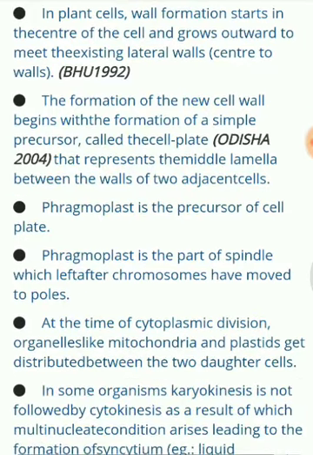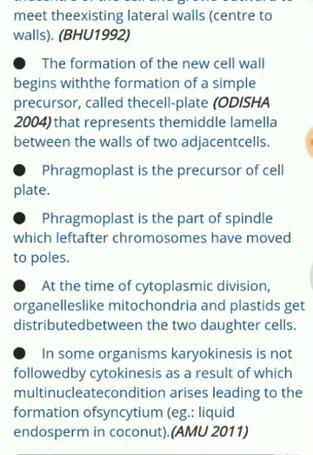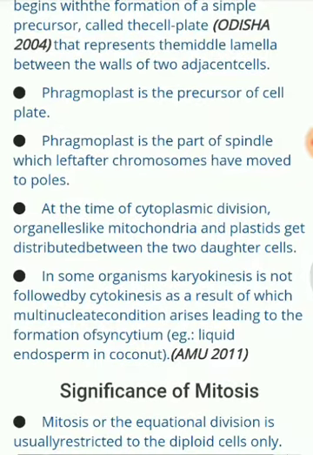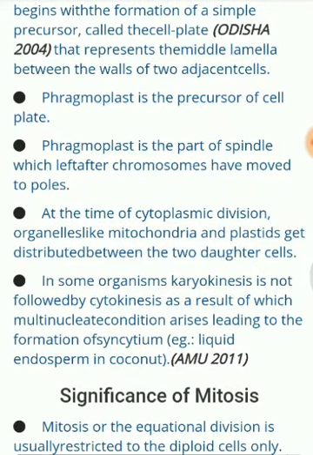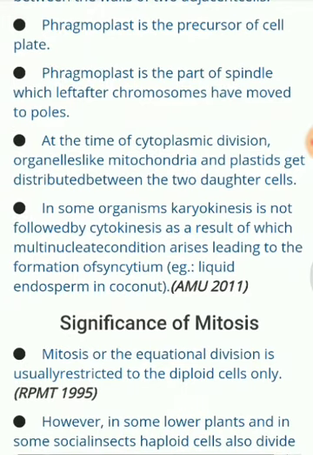At the time of cytoplasmic division, organelles like mitochondria and plastids get distributed between the two daughter cells. In some organisms, karyokinesis is not followed by cytokinesis, as a result of which multinucleate conditions arise, leading to the formation of syncytium. Example: liquid endosperm in coconut.